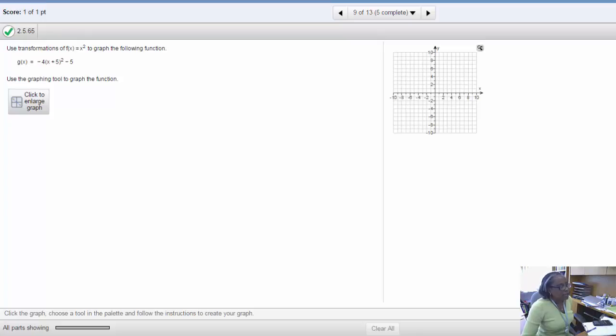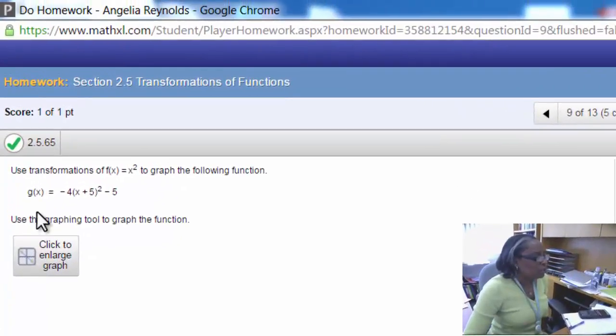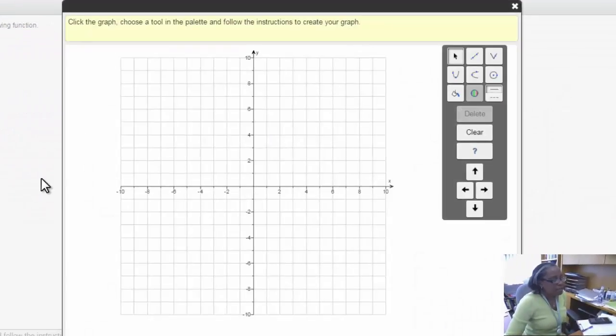Okay, let's look at problem 9 in section 2.5 at how to graph a parabola using your transformations. We're looking at the graph. We're going to start with the graph of the function f of x is equal to x squared, and we want to graph g of x is equal to negative 4 times (x plus 5) squared minus 5. I'm going to click here to enlarge my graph.